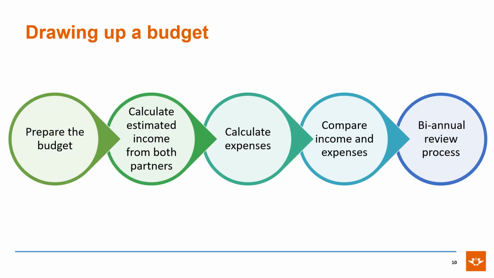How does one draw up a budget? Now, this is from the perspective of a financial advisor. First, you're going to prepare the budget by calculating the estimated income from both partners. Then you're going to calculate the expenses. You're going to compare that income and expenses. And then lastly, you have a biannual review process for any changes in circumstances of a client's financial status.